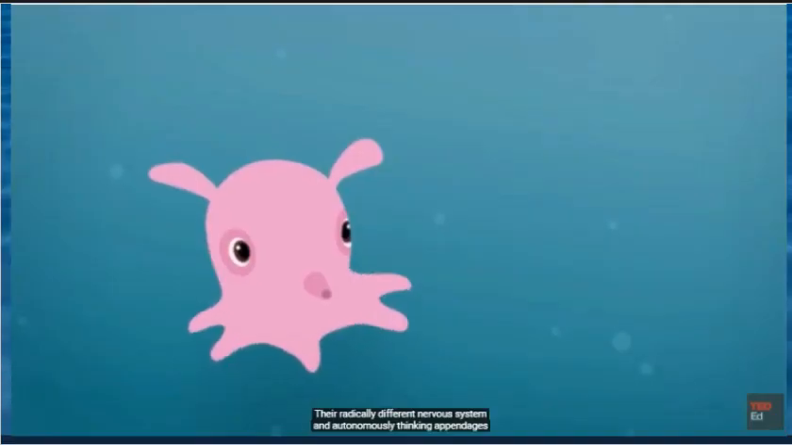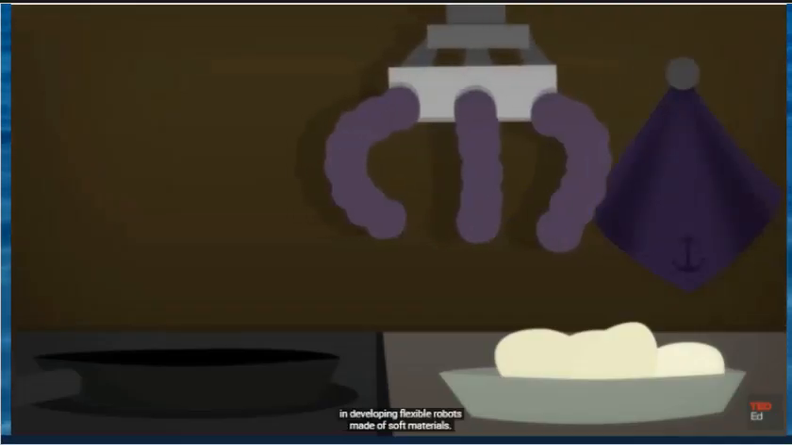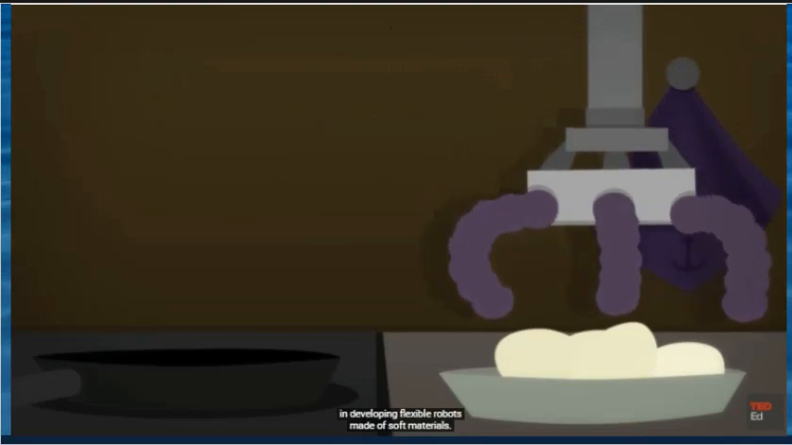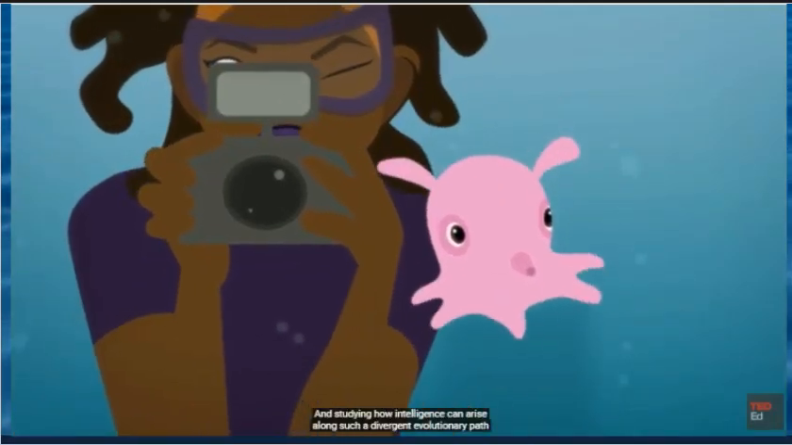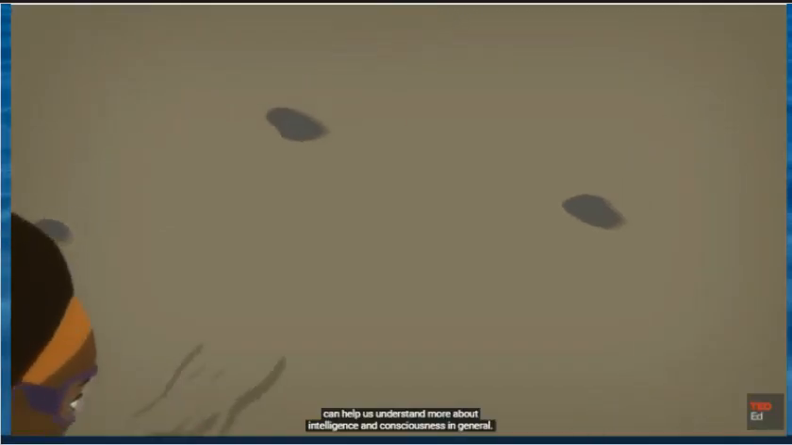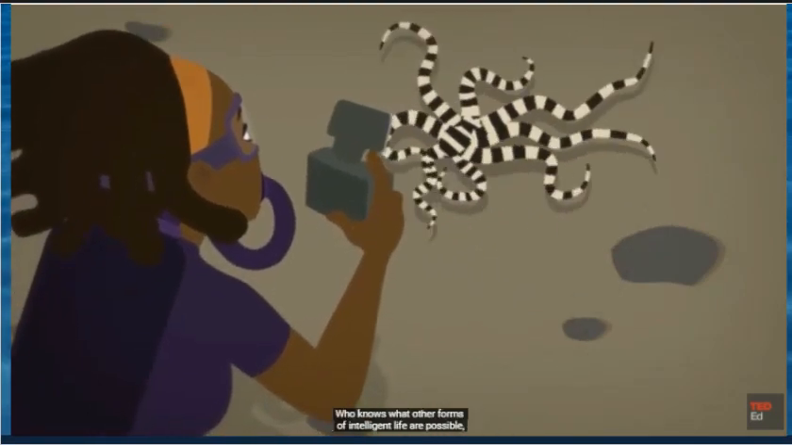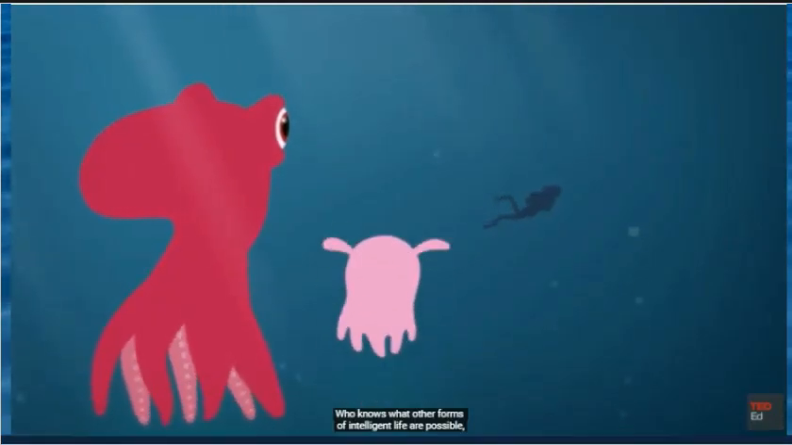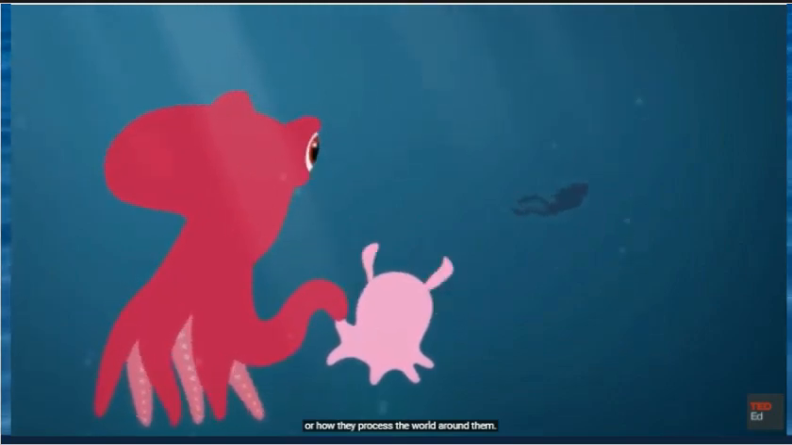Their radically different nervous system and autonomously thinking appendages have inspired new research in developing flexible robots made of soft materials, and studying how intelligence can arise along such a divergent evolutionary path can help us understand more about intelligence and consciousness in general. Who knows what other forms of intelligent life are possible, or how they process the world around them.